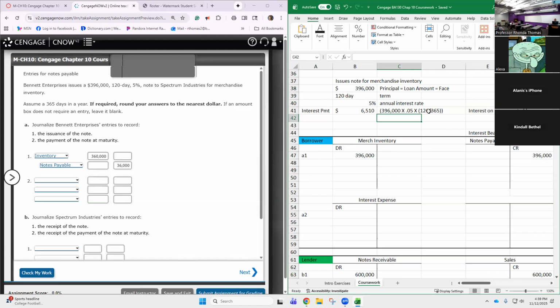So you know you've got to calculate what's inside the parentheses first, and then across. So here's the interest payment. Here is the note. So I'm going to add the interest payment and the note together, and that's going to be how much we have to pay back to Spectrum in 120 days. This is going to be the full amount that we have to pay back. So I'm going to add these two numbers together.